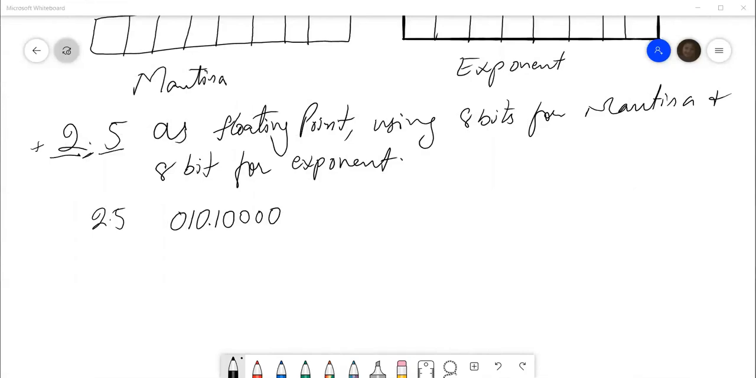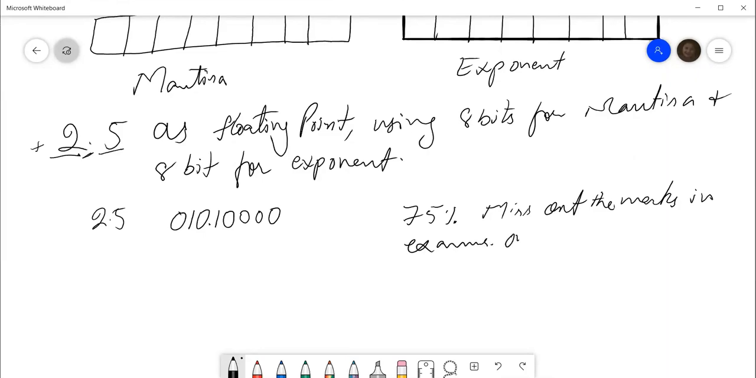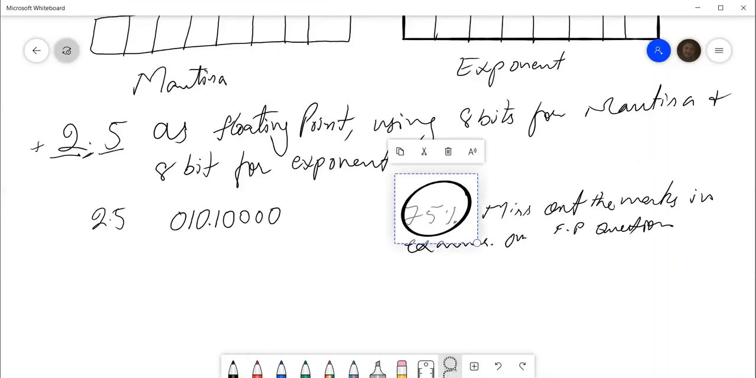Let me emphasize one thing: out of the full batch, 75% of students miss out on marks in exams on floating point questions. 25% do it correctly. Maybe one part, two parts, sometimes some attempt incorrectly all parts. And this is going to be a must question in the exam.